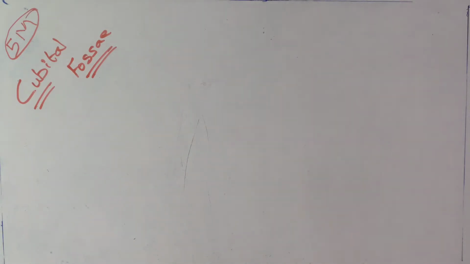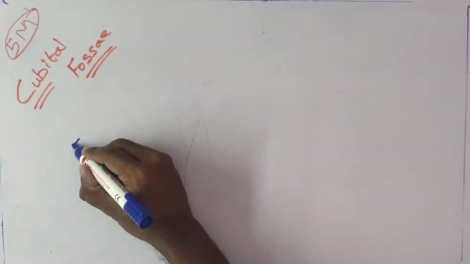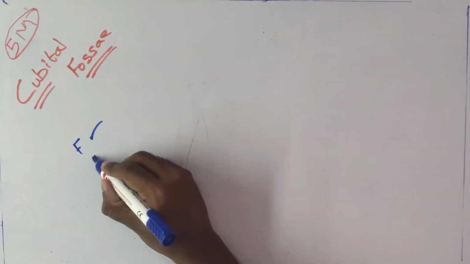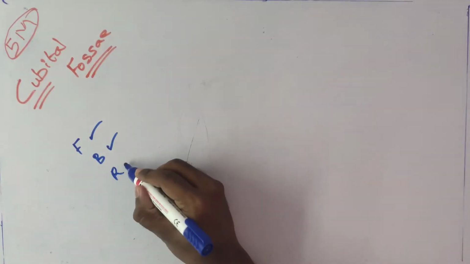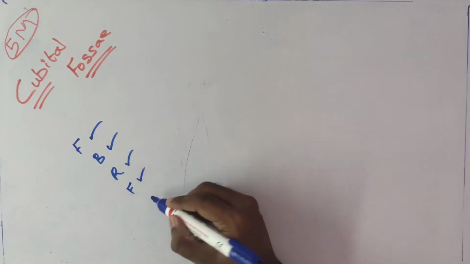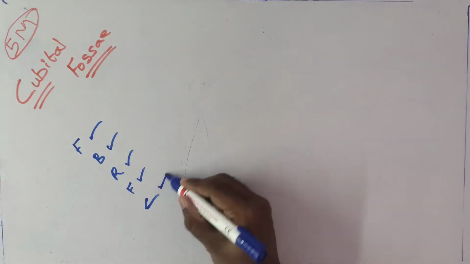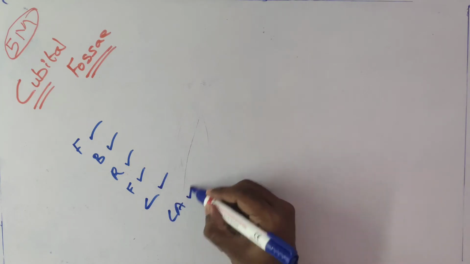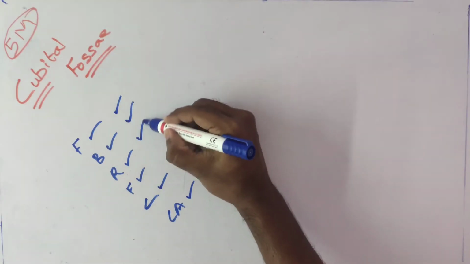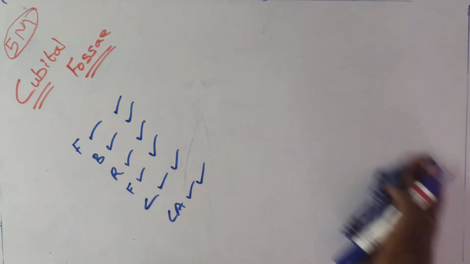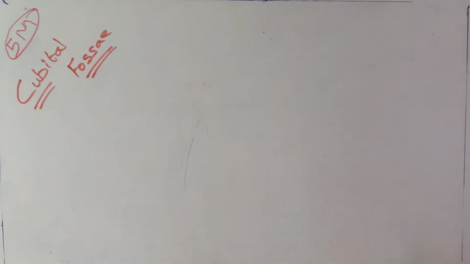Now coming to the point, in the cubital fossa, we are going to study about its features and boundaries, roof of the cubital fossa, floor of the cubital fossa and contents, and at last clinical anatomy. These are the topics we are going to study today.